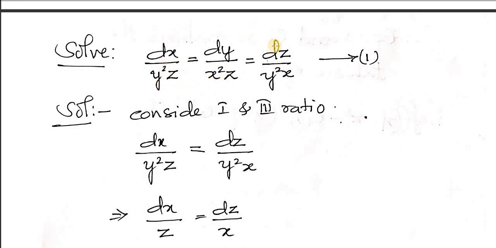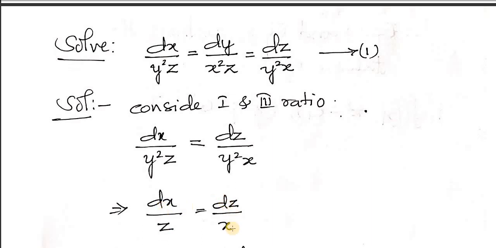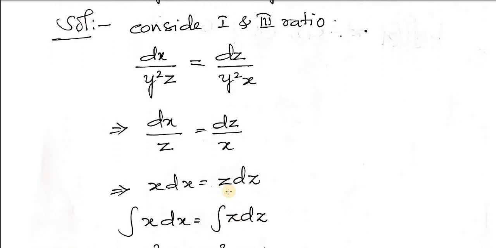Now I will choose. See here, among these three, z is common. I can take these two parameters, or I can choose here also y square is there, here also y square, the first and third, or the first and second. Anyone you can choose. I have chosen the first and third. So the first is dx by y square z, and dz by y square x. Both sides y square is there, that will get cancelled. Here dx by z is there, and dz by x. Now cross multiplying, I will get x with dx, z with dz. So this is called grouping.